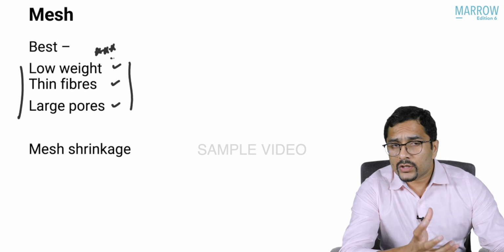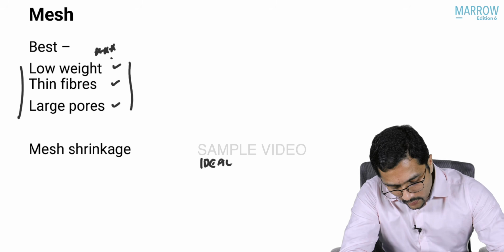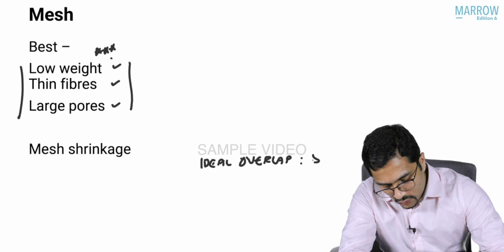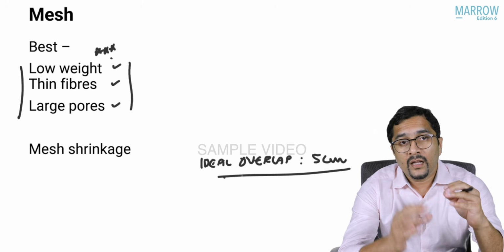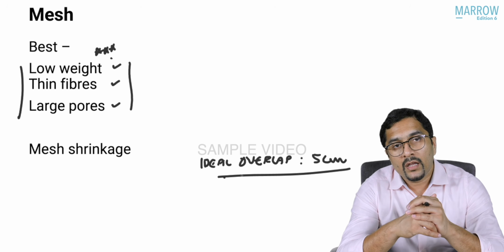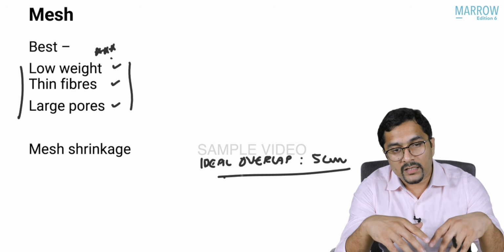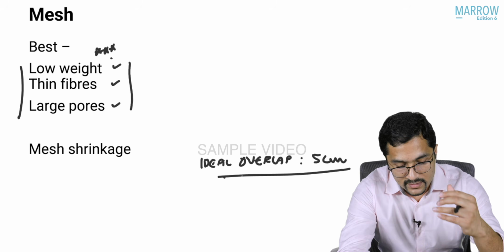So mesh also shrinks. So the ideal overlap of the mesh should be 5 centimeters beyond the defect. That is the ideal. But minimum 2 centimeters beyond the defect, there should be an overlap. But ideal is 5 centimeters beyond the defect, so that even if shrinkage occurs, recurrence does not occur.